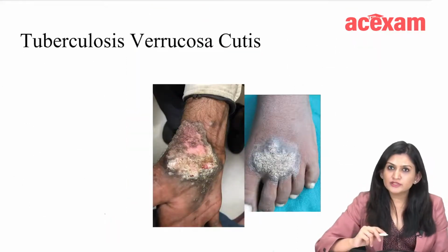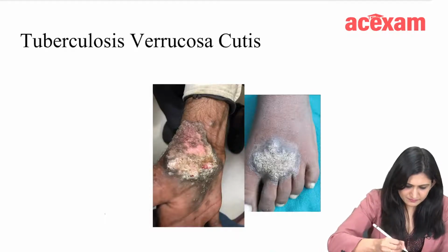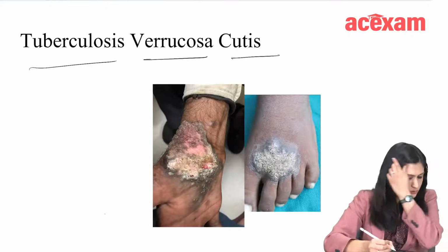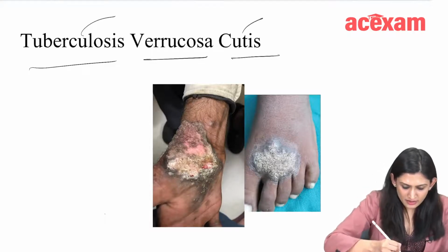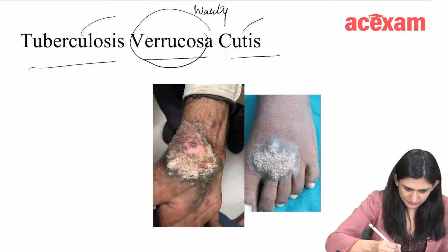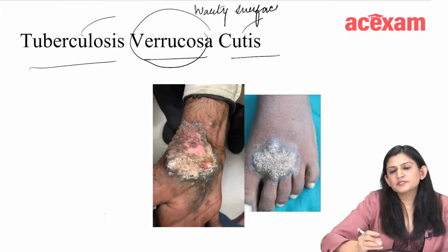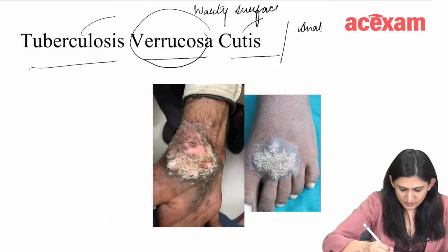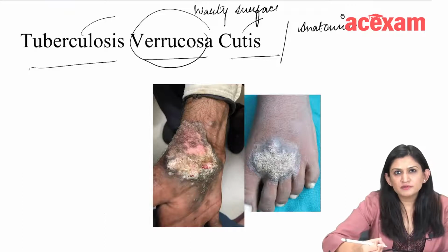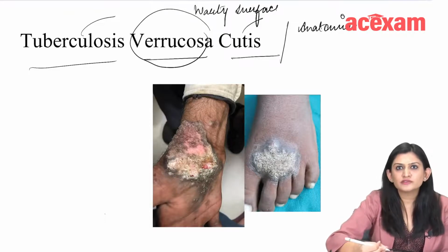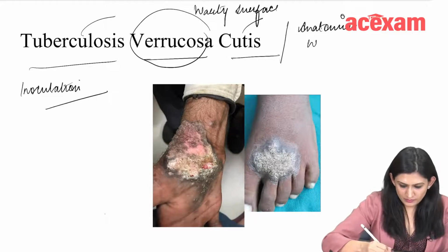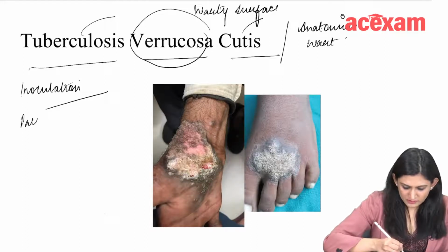Next we'll be discussing tuberculosis verrucosa cutis. As the name suggests, it's TB of the skin and it has a verrucous or warty surface. It is also known as anatomist wart and it is commonly seen in anatomists, pathologists and farmers. Why is it seen in them? Because anatomists and pathologists handle human tissue, and if human tissue is infected with tuberculosis, they'll also get this. This happens through inoculation. So that's why it is known as anatomist wart.